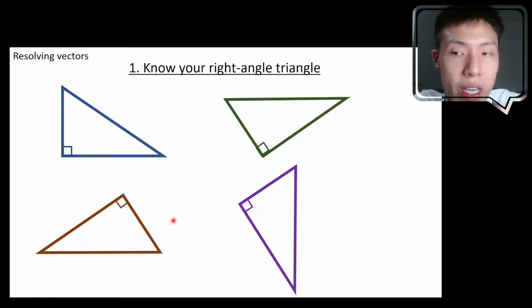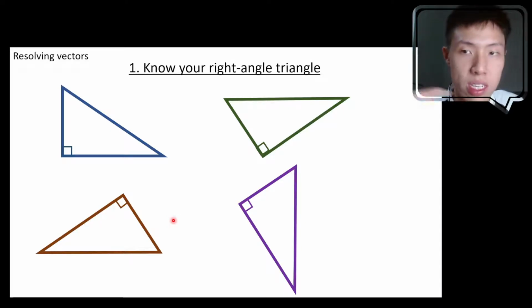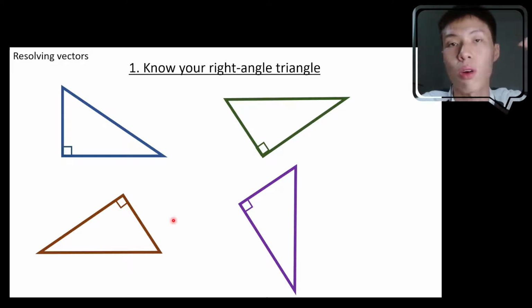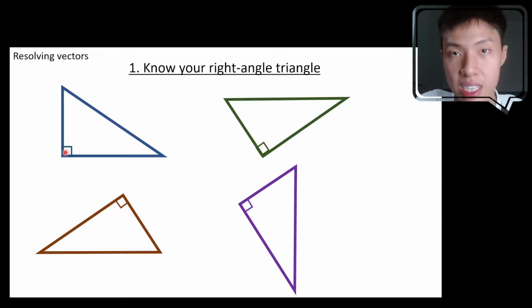Knowing where the 90 degree is allows us to know where the hypotenuse side of the triangle is. Hypotenuse is the longest side of the triangle. There are 3 sides for a triangle, and the longest side is what we call the hypotenuse. The hypotenuse is always opposite the 90 degree angle. So this is our 90 degree, opposite will be like this.